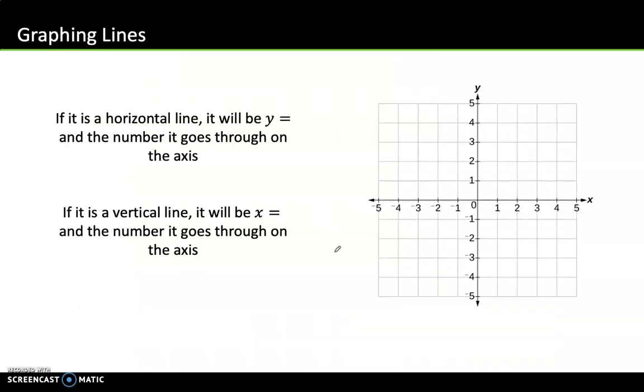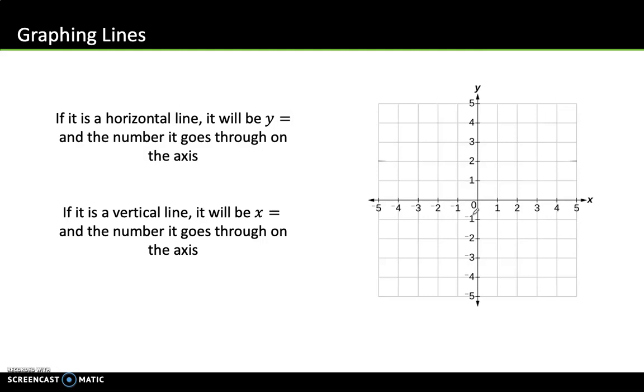So what I want you to take down is this here. Graphing lines should be your title. If it is a horizontal line, it will be y equals and the number it goes through on the y-axis. If it is a vertical line, it will be x equals and the number it goes through on the x-axis. Make sure to pause the video and take down this information and the graph as well, because we're going to look at it in a second.